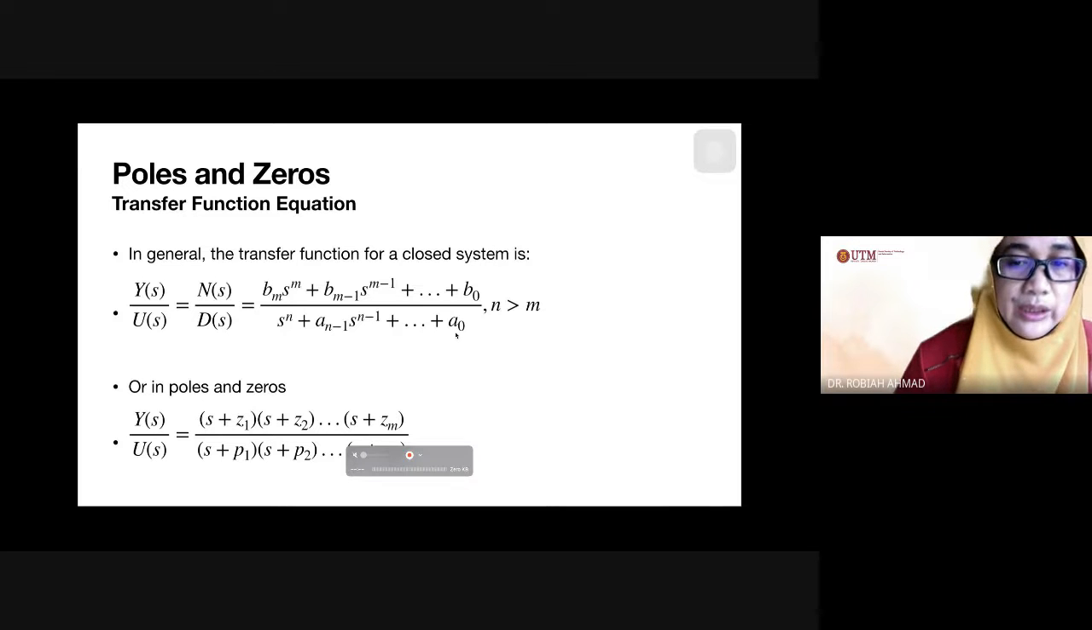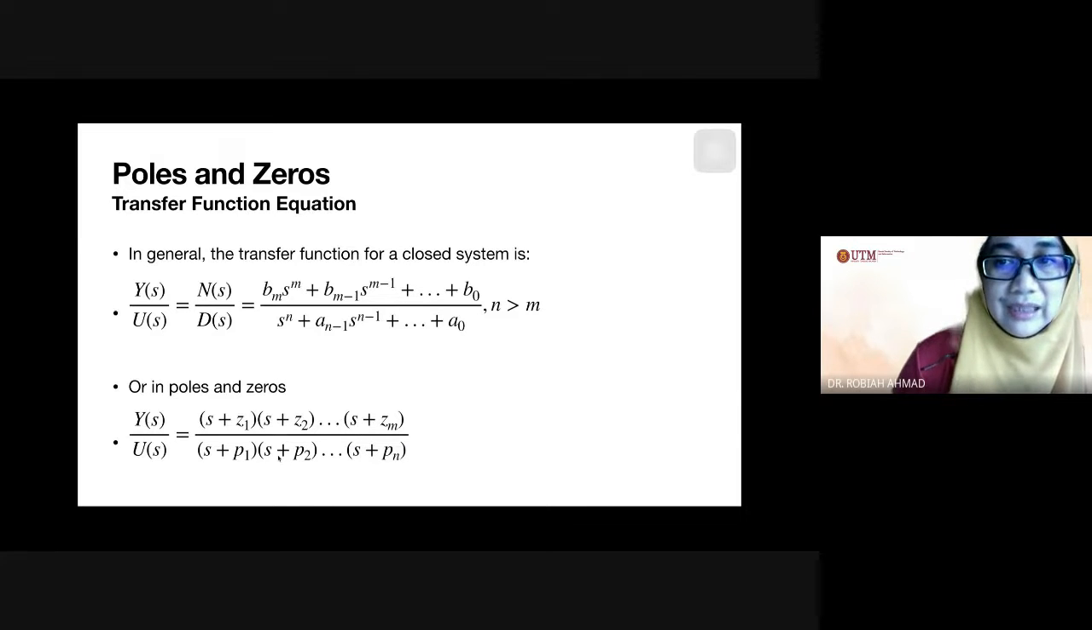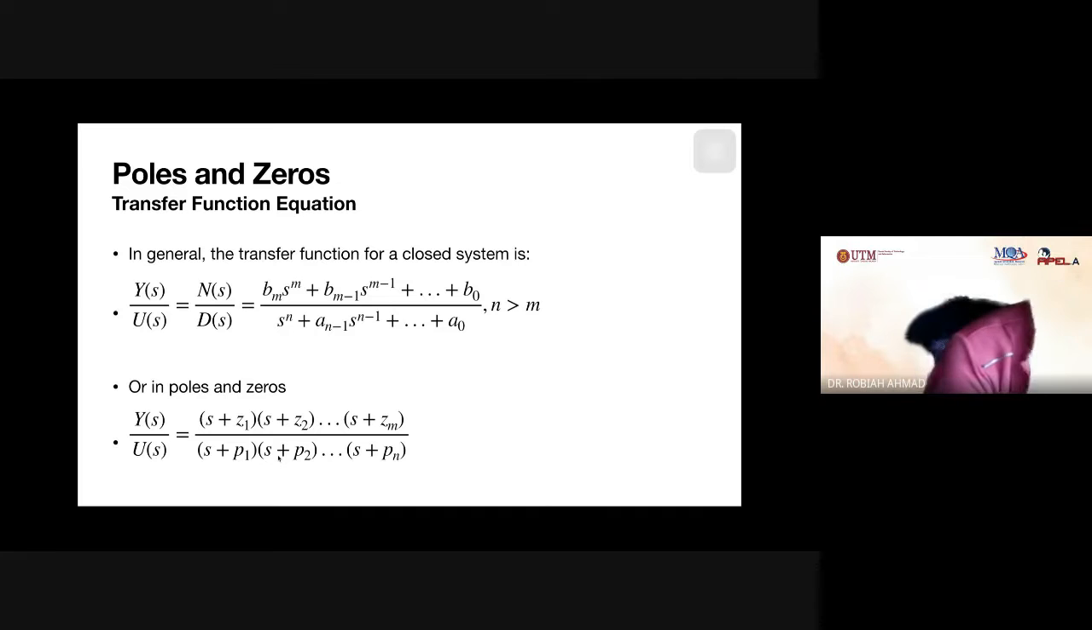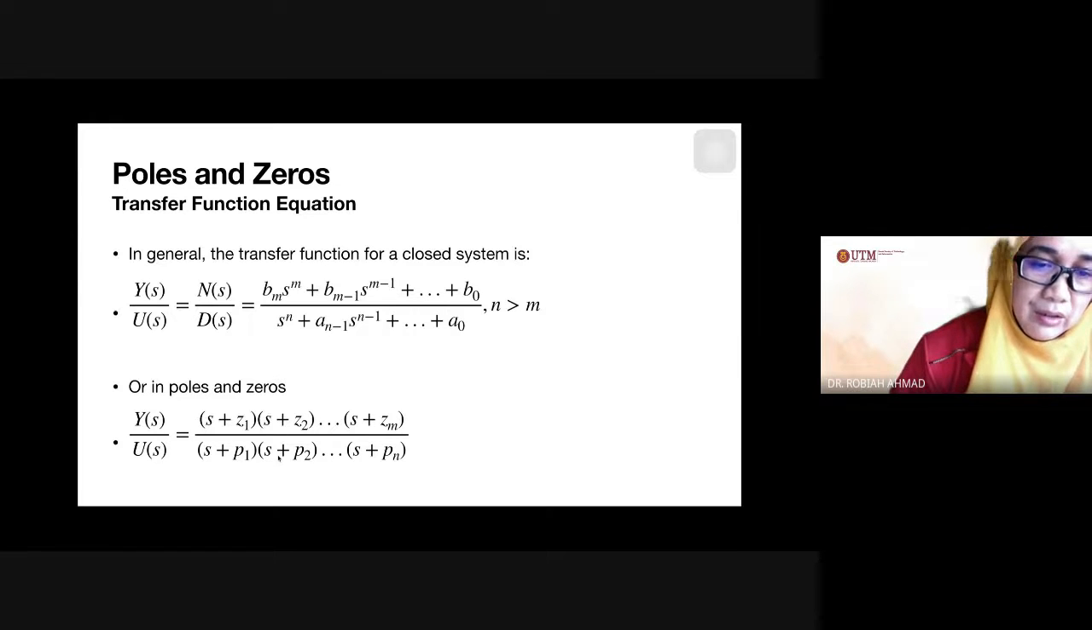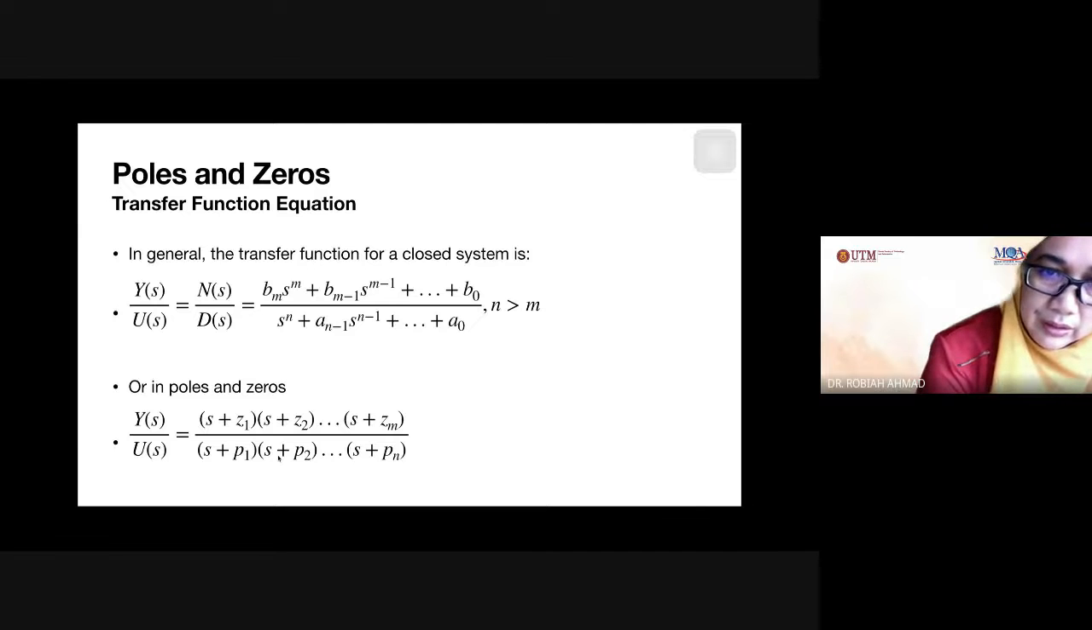We can represent this in terms of poles and zeros. Y(s) over U(s) has the top part as the numerator and the bottom part as the denominator. The roots of the numerator are called zeros, and the roots of the denominator are called poles. So these are the basics that you learned, hopefully you remember them from the previous week, because we are going to deal with a lot of poles and zeros while sketching our root locus diagram.